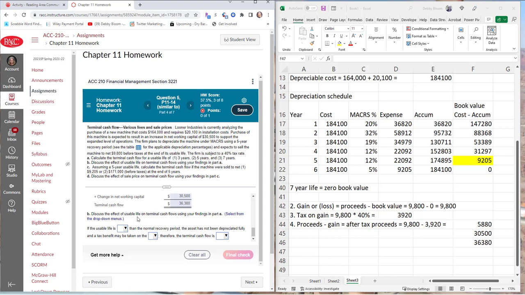Now, in B, we're supposed to discuss the effect of the usable life on the terminal cash flows using your findings in Part A. If the usable life is longer or shorter than the normal recovery period, the asset has not been depreciated fully. So if the usable life is shorter than the normal recovery period, the asset has not been depreciated fully, and a tax benefit may be taken, there may be a loss, because if the book value is higher, therefore the terminal cash flow is higher.